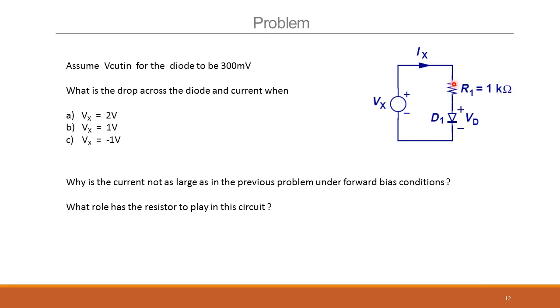Of course, they are in series, so the current through R1 and D1 are the same. So you find out the current through the series element and find the drop Vd. Why is the current not as large as in the previous problem under forward bias condition? Okay. What is the role of the resistor in this circuit? Think about this. Simple circuit problem, but just think about it, right? Because in the previous problem, we just took a diode and applied a voltage across it. Now we put a resistor in series with it.